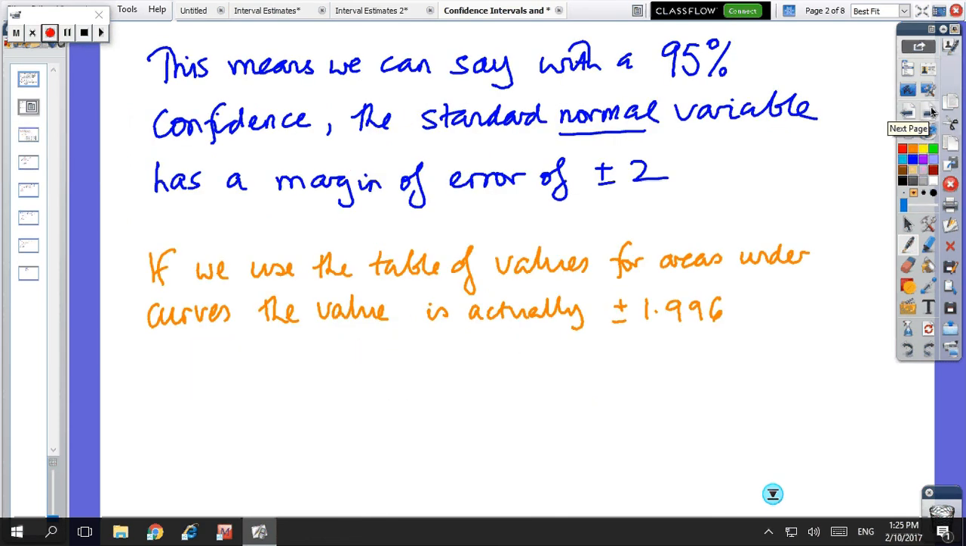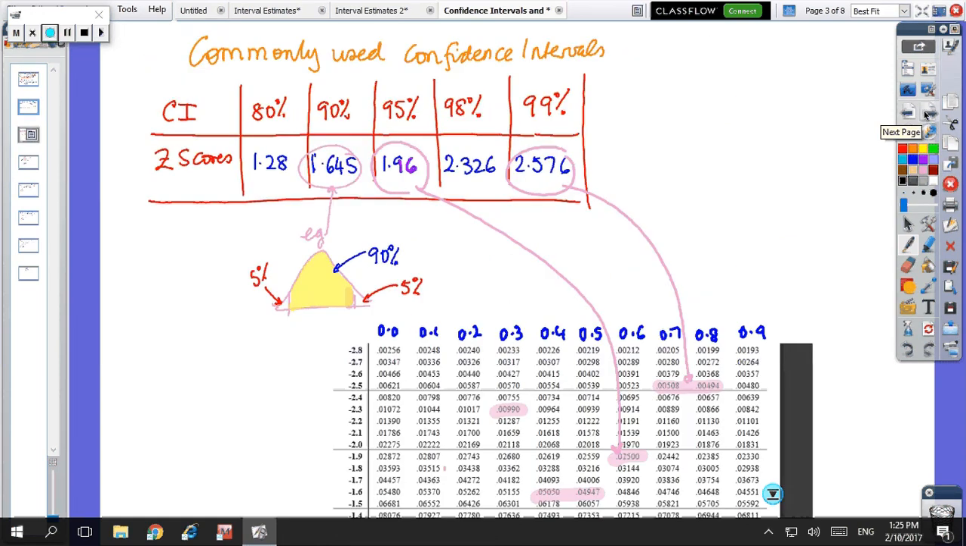So what the previous slide said is that we can say with 95% confidence that the variable will lie within plus or minus 2 standard deviations. That's what the 95% means. Actually, that's not quite right there. That value should be 1.96, I think. We'll just check that in another slide. Okay, so come across when you're ready. So here are some commonly used confidence intervals, and yes, it's 1.96.